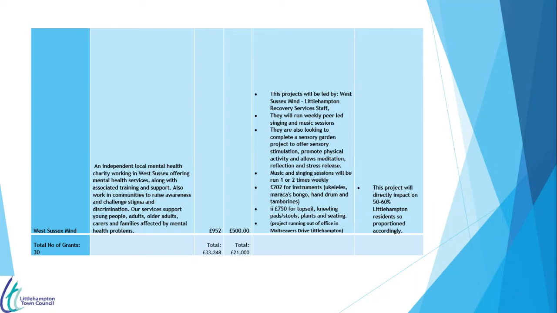Below is a list of the musical equipment they're looking to buy and the topsoil and the stuff for their sensory garden. This project will directly impact on 50 to 60% Littlehampton residents, so proportioned accordingly. Total number of grants received this year was 30. Total amount requested was £33,348, and I'm proposing for the use of the total grant allocation, which is £21,000.